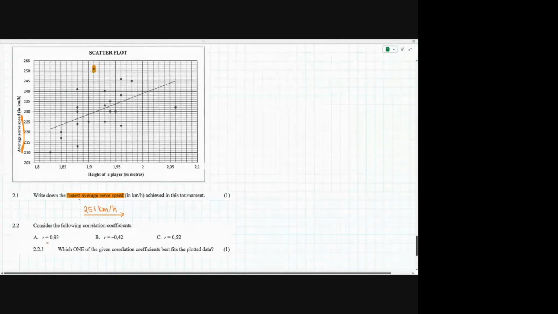Right, so 2.2 says, consider the following correlation coefficients. We've got R equals 0.93, R equals negative 0.42, and R equals 0.52. Which one of the given correlation coefficients best fits the plotted data? So in the chat, give me A, B, or C. Which one do you think best fits the data set here? A, B, or C?